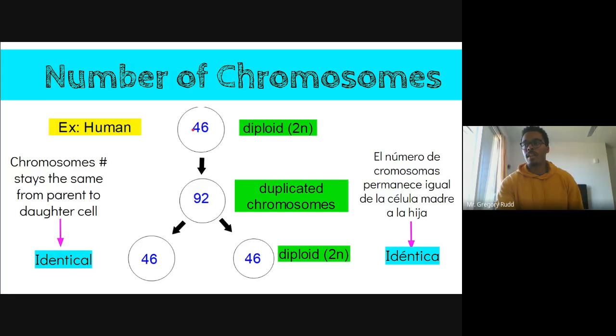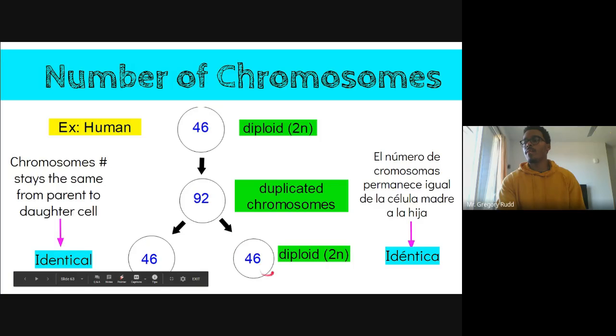So if we start off, in the case of humans, with 46 chromosomes, during the synthesis step of interphase, we copy that and it becomes twice the number, 92 chromosomes. And then when we actually go through mitosis and the cell divides, we have the correct number, 46.